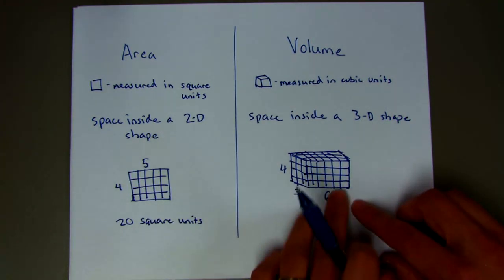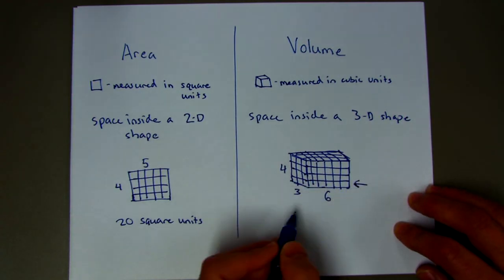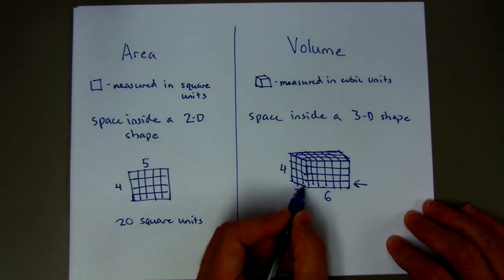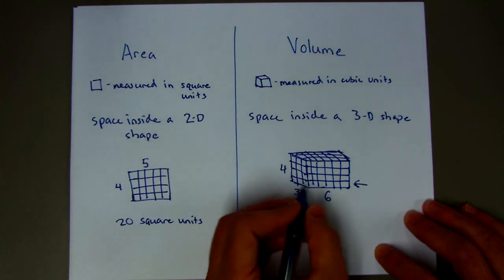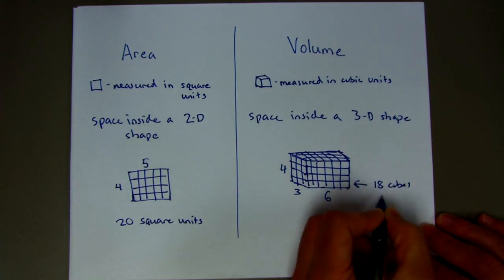So if I look just at the bottom layer, like if this were a house and this is the first floor of the house, I see this first floor has 6 cubes along the front, and then there's 3 rows basically. So 6 times 3 is 18. So there are 18 cubes in the bottom layer.